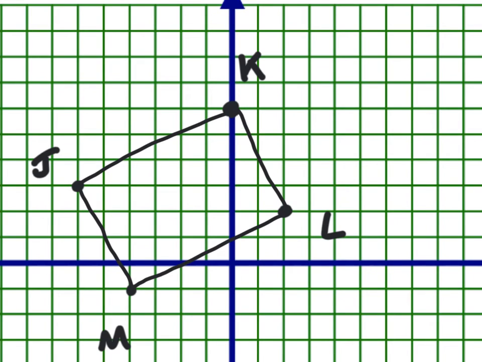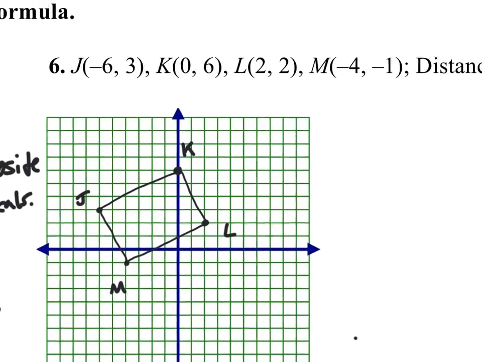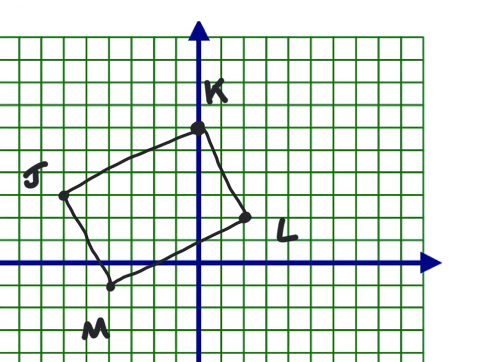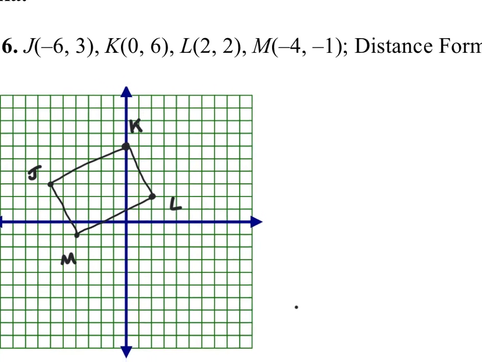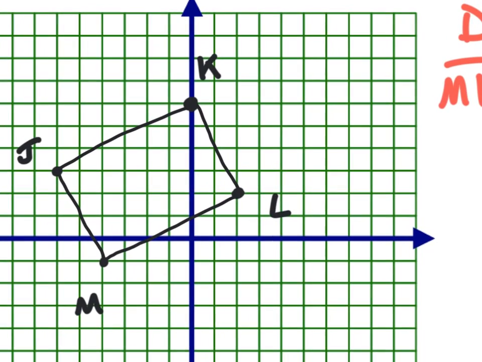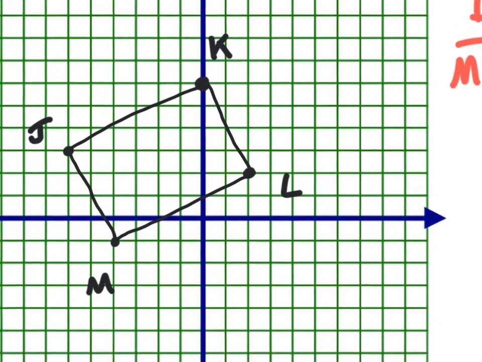All right. And so what I want to do is figure out, we have to use the distance formula to determine whether this is a rectangle or not. So I'm going to calculate the distance between MK. That's what I want to find. So I want to find the distance of MK. And let's go ahead and I'm going to draw that line here for MK.